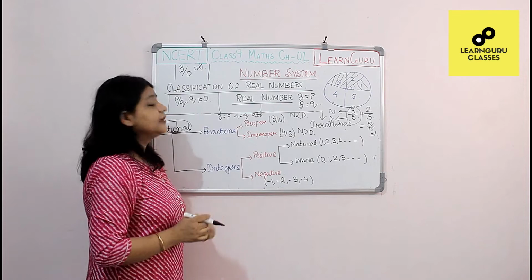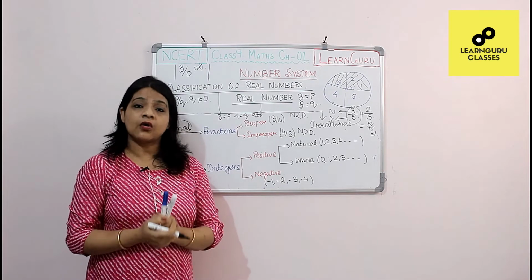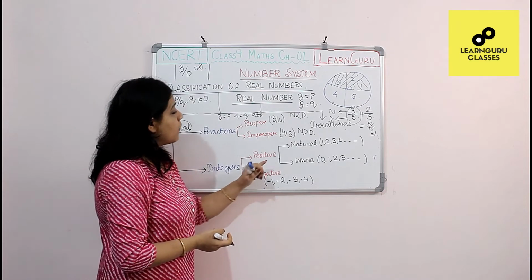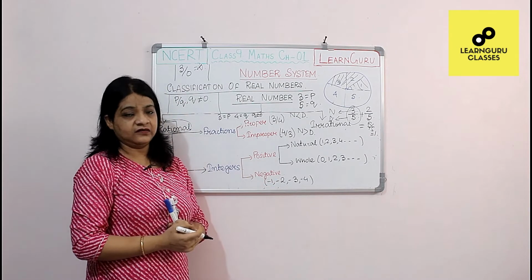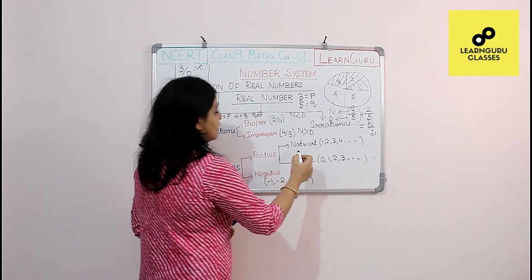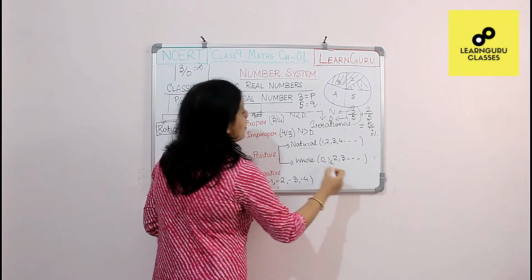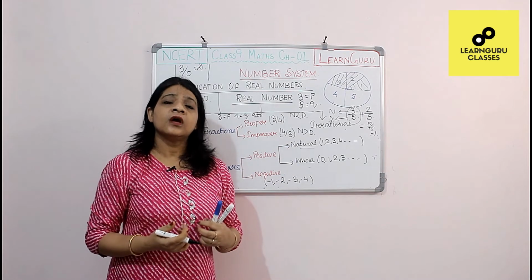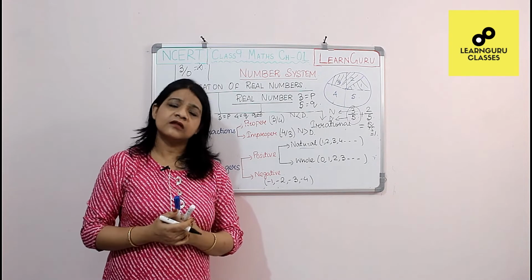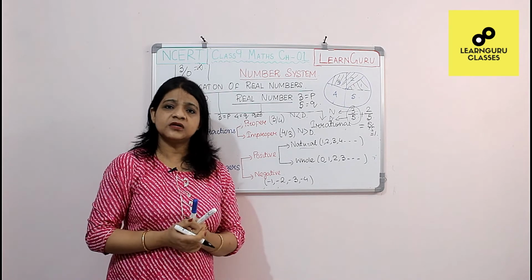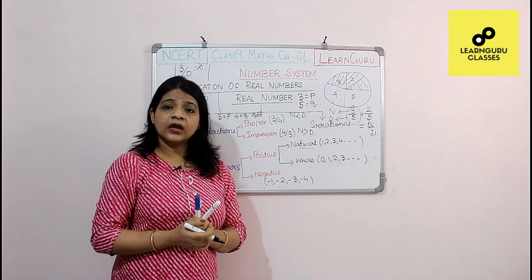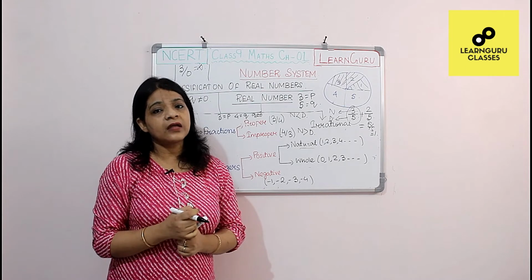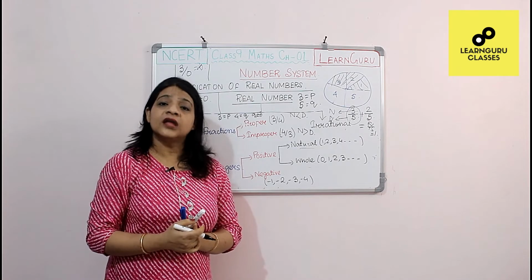Next comes integers. So integers are also rational numbers. Integers are divided into positive integers and negative integers. Positive integers are again divided into natural numbers and whole numbers. Natural numbers are the numbers that we use, for example, there are 10 mangoes. 10 is an integer, a natural number. Next, I have 5 rupees in my wallet. 5 is also a natural number.